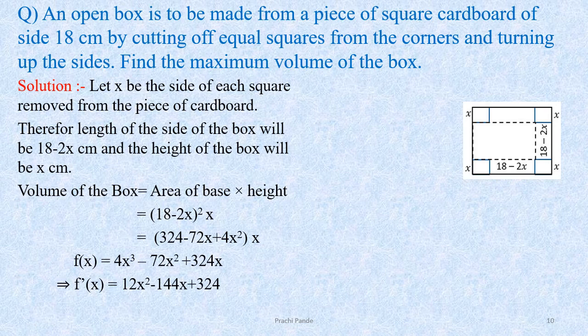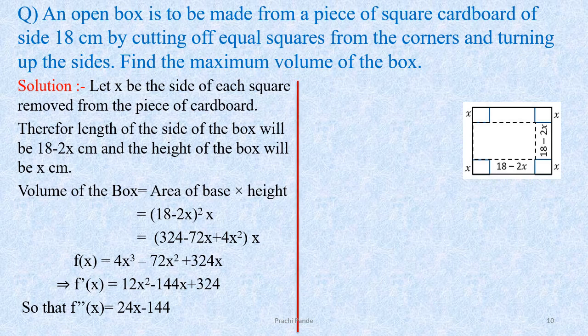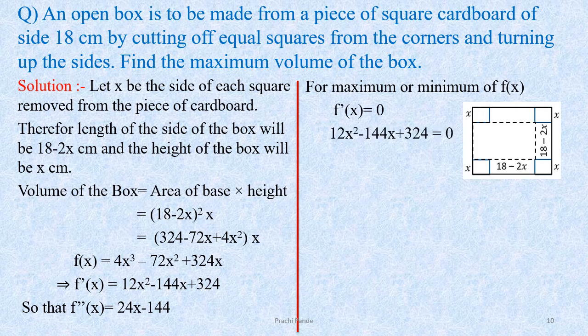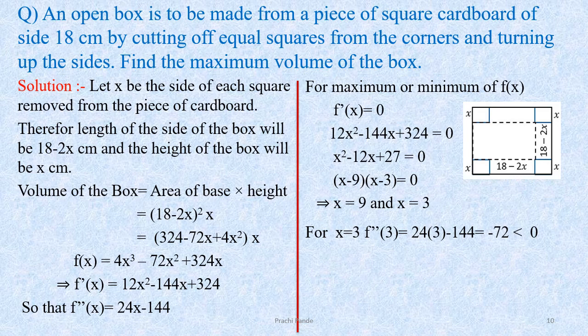Find out the derivative of f of x, which is equal to 12x square minus 144x plus 324. Again find out the double derivative, which is 24x minus 144. Now for maximum or minimum of f of x, we have to equate f dash x with 0. So 12x square minus 144x plus 324 equal to 0 gives us the two values for x. One is 9 and other is 3.